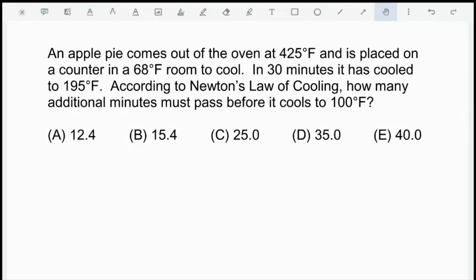Now, this is actually an old AP test question. So this is obviously a multiple choice. This would be on the calculator section. So what I want you to do is try to solve this one out. You can use the equation if you want, but when you get to the AP exam, you notice here they're kind of expecting you to know what Newton's law of cooling is.